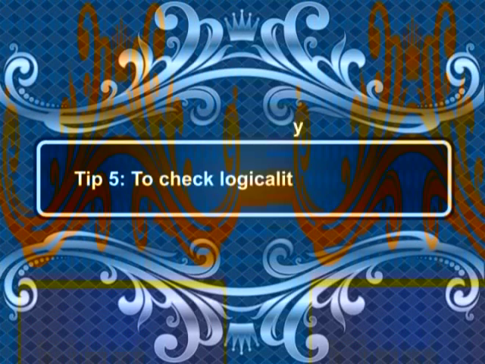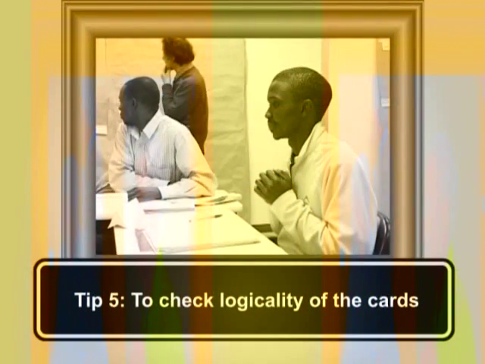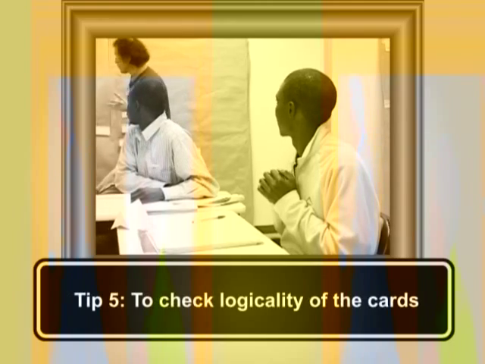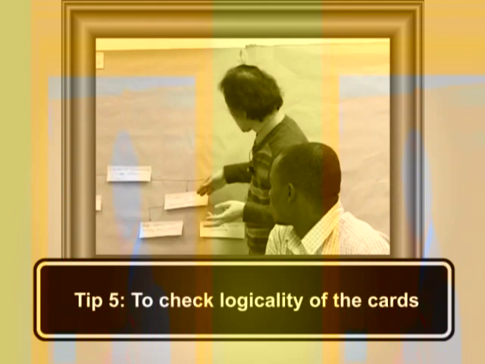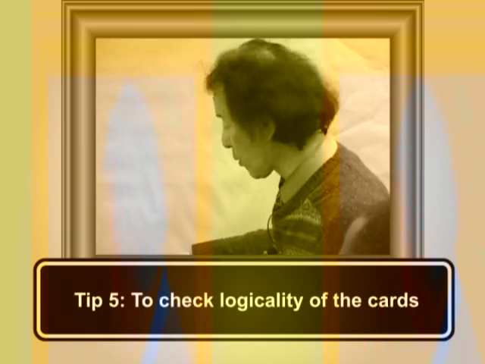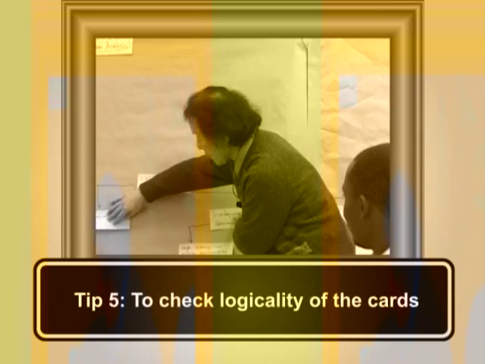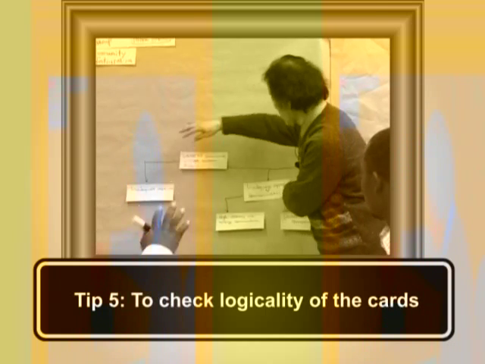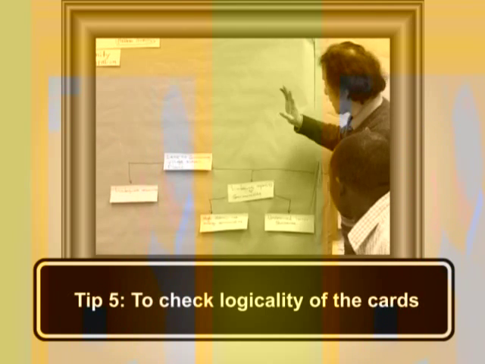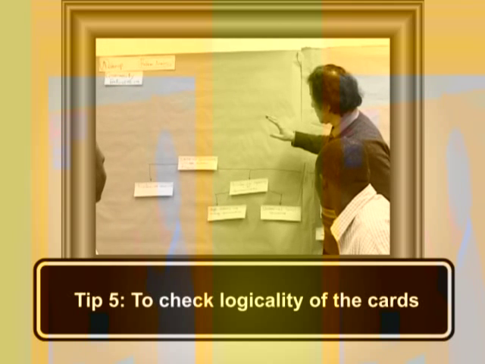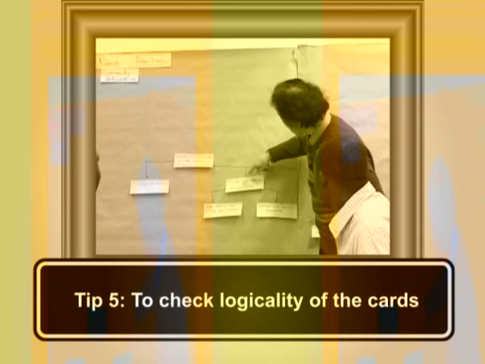Tip 5. To check logicality of the cards. Particularly in problems analysis and objectives analysis, please ascertain that the cards do not have any inconsistencies. If there are significant logical inconsistencies among the cards, please give advice to the participants to mend them.